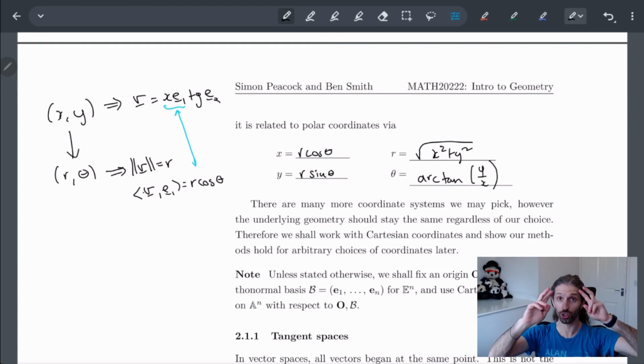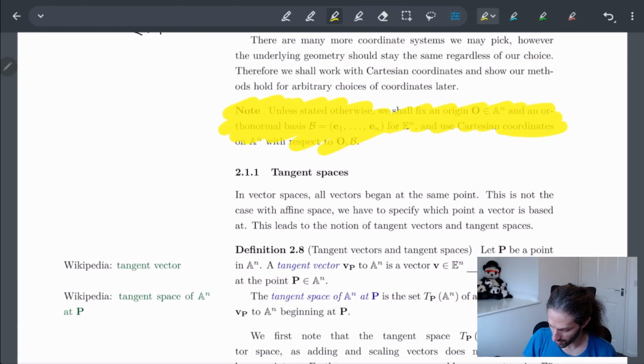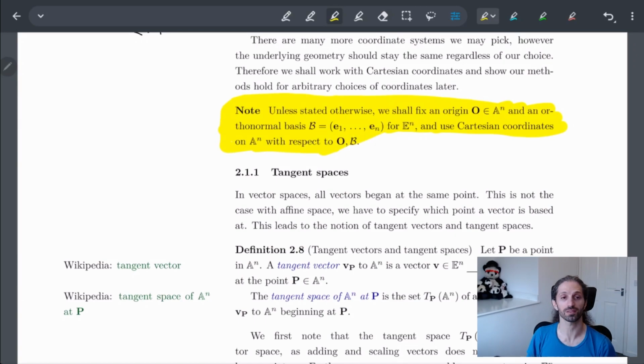So there's not one good coordinate system. You can choose many different ones. But because there are multiple options, we're going to choose the easiest, and the easiest is going to be Cartesian for most of the time. And sometimes we'll show, oh, it works for other cases as well. So basically from now on, we're going to fix some origin O, we're going to fix some orthonormal basis B, and we're going to look at Cartesian coordinates. This is the big note for the end of this video, in that we're always going to be considering these spaces from now on whenever we're talking about affine spaces.